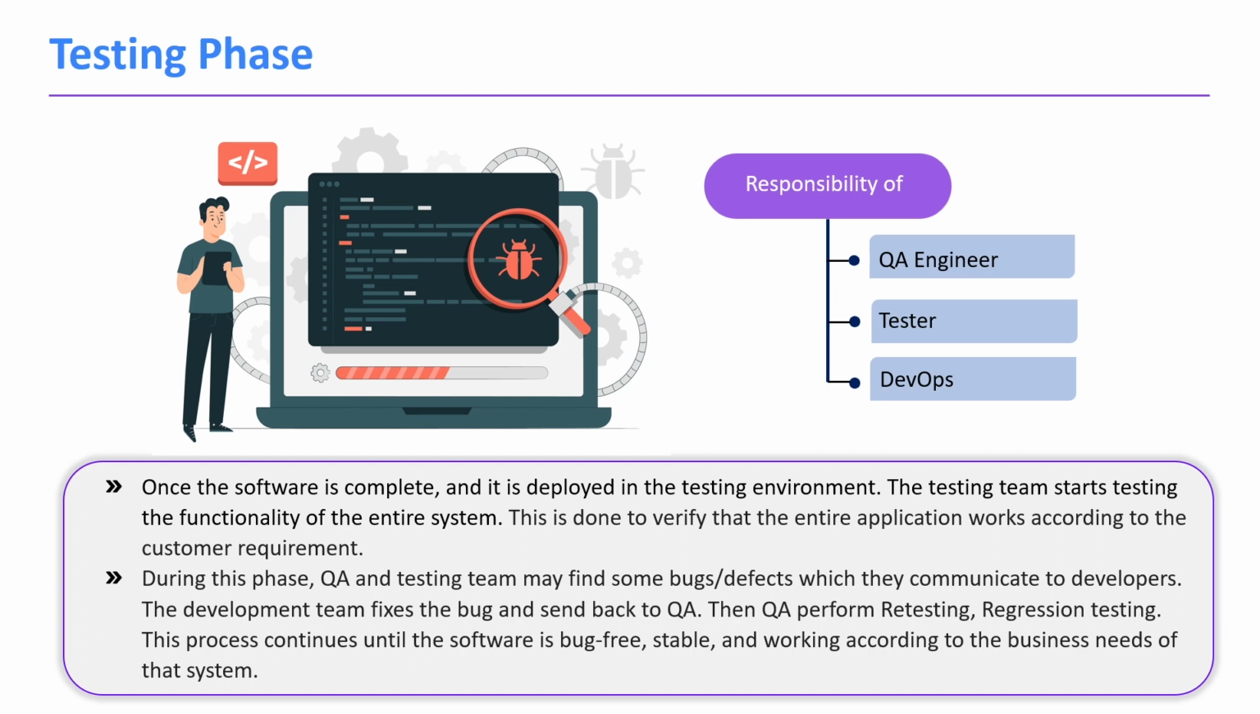During the testing phase, the testing team may find bugs which they communicate to the developer. Then the development team fixes the bug and sends it back to the testing team again. Then the testing team again performs testing on the new build, like retesting and regression testing. This process is continuous until the software is bug free, stable and working according to the requirements.